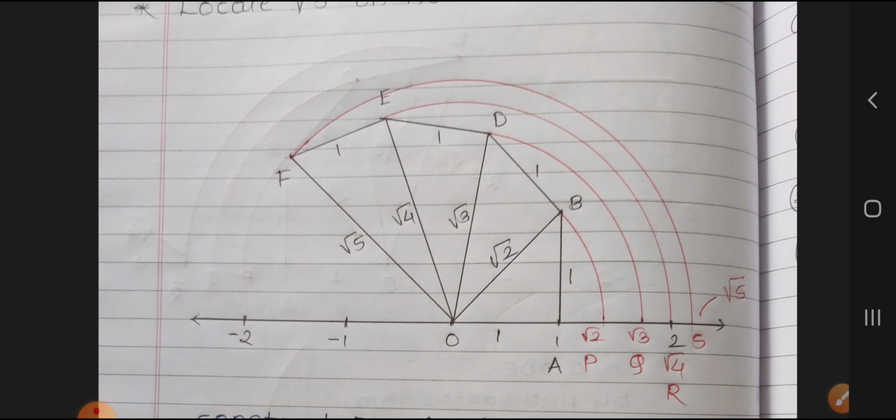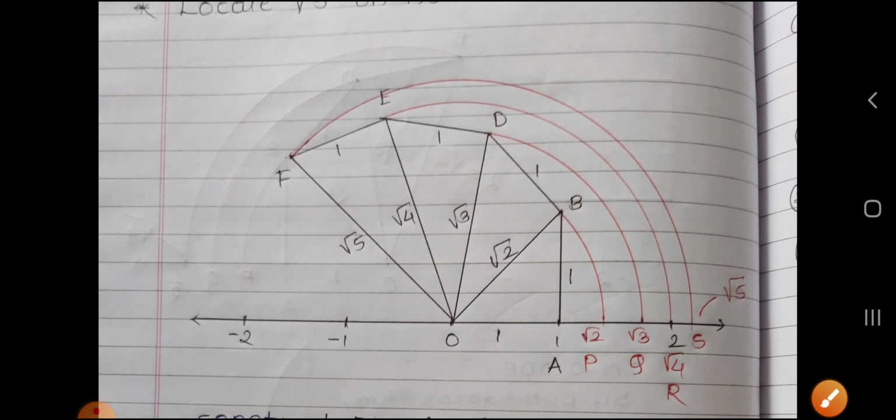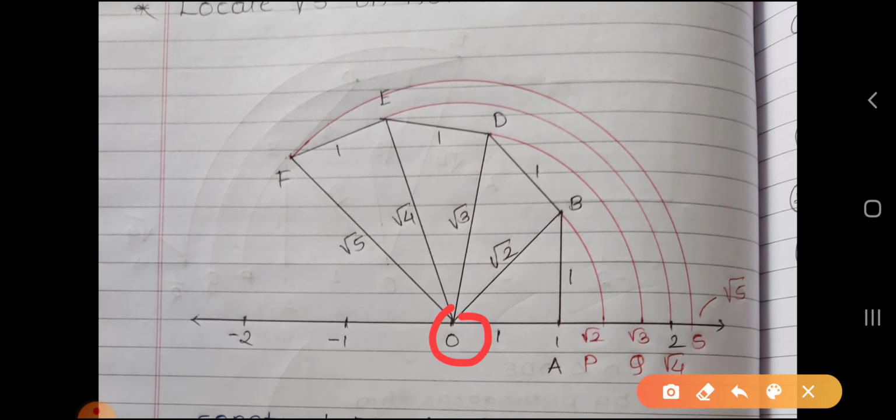Next again draw ED which is perpendicular to DO. Next join these two points O and E. Again by using compass with center O and radius OE, draw an arc which intersects the number line at point R, and R corresponds to square root of 4. Square root of 4 means that is 2.